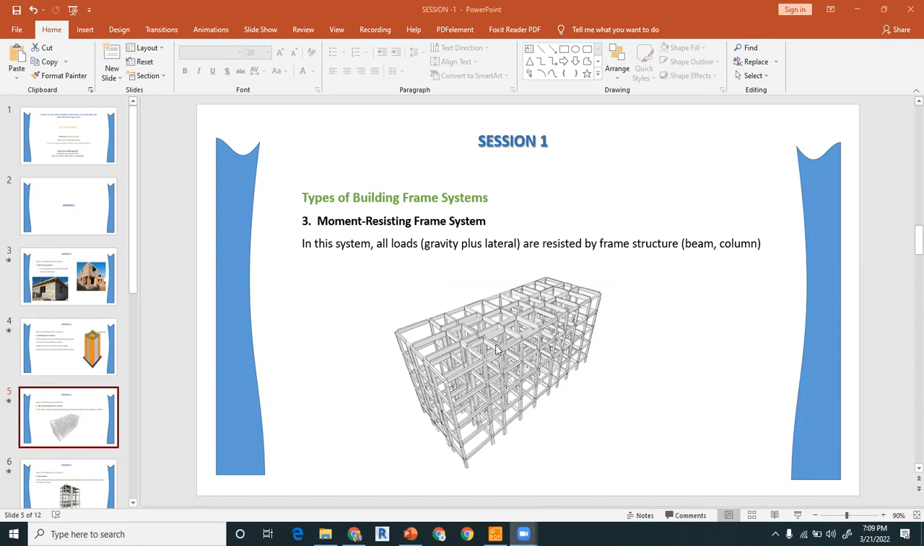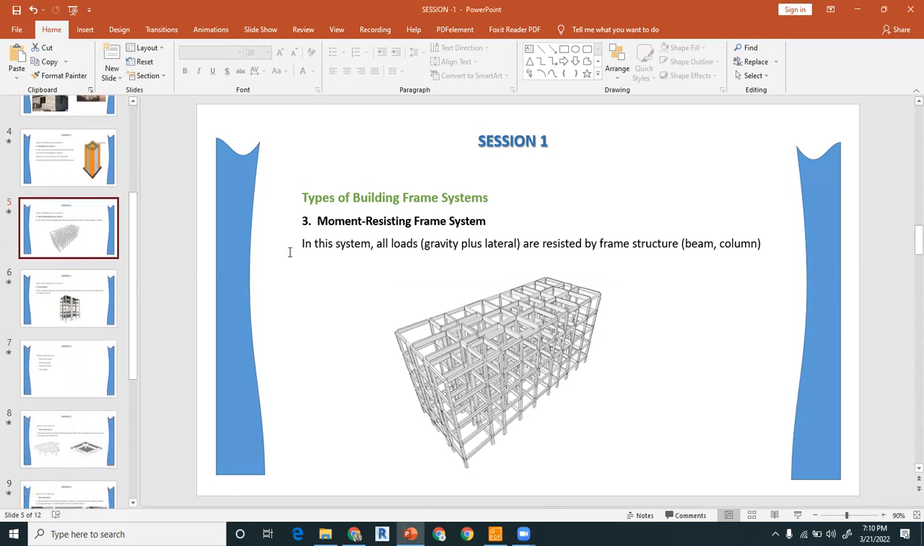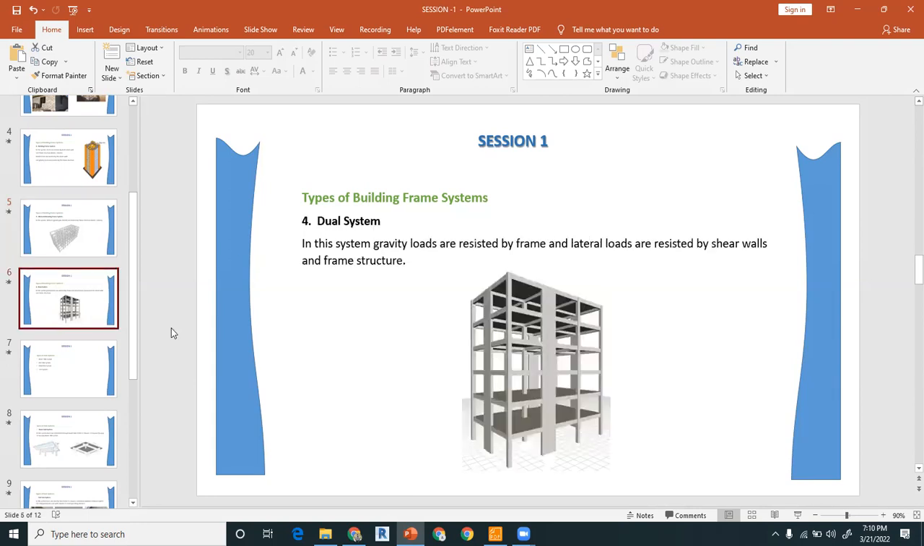So this system is commonly used in Pakistan and all around the world, right? And this is a very safe and very economical structure as compared to other systems, which we will be discussing one by one, right? So the fourth system is the dual system, in which the gravity loads are resisted by the frame structure only, and the shear walls will give you some resistance to the lateral forces.